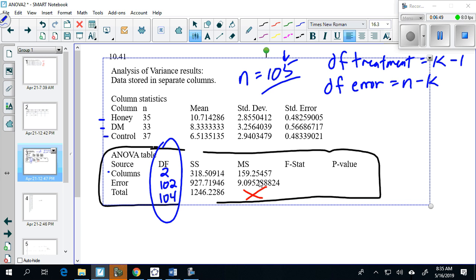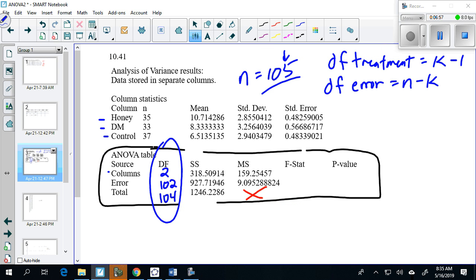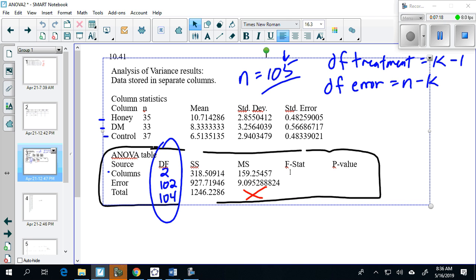Now that I have mean square for columns or treatments, that's the 159, and mean square for error is the 9.1. How do I calculate the F statistic? Divide. We're going to take the 159.25457 and divide by 9.095288824. And I got 17.50956671.